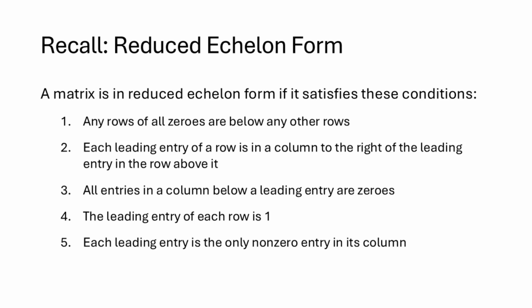Reduced echelon form is stricter than echelon form because it has 2 additional criteria. The leading entries are required to be 1s now, so we're going to be required to do that scaling operation that was optional just a minute ago. And each leading entry has to be the only non-zero entry in its column, which means we're going to need to work to get zeros above and below each of our leading entries.